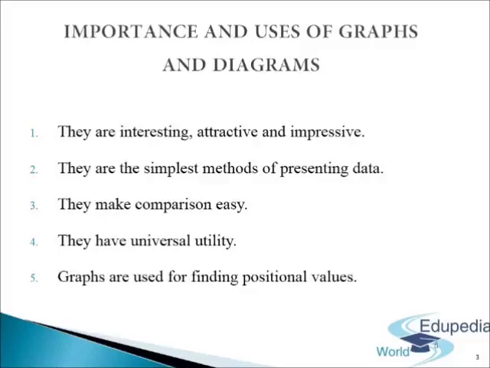Diagrams are used particularly to give information to the common man. They are widely used in economic, social, business and other fields. Diagrams play an important role in the modern advertising campaign. And the fifth point, graphs are used for finding positional values. Diagrams are not used for statistical determination of values, but special types of graphs help for finding positional values like median, quartiles, mode, etc. This is discussed in the chapter on measures of central tendency afterwards.